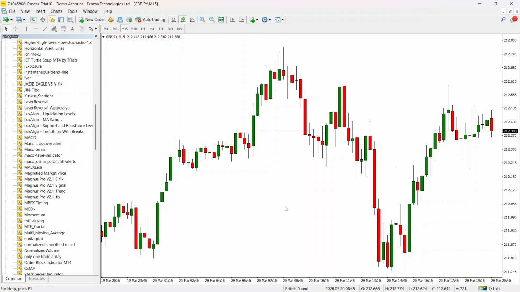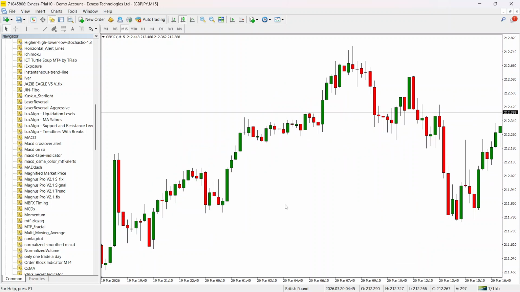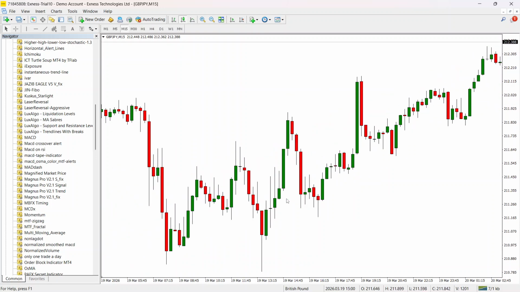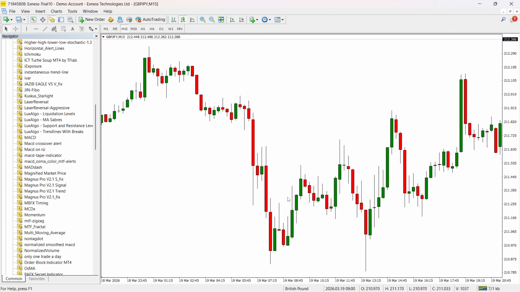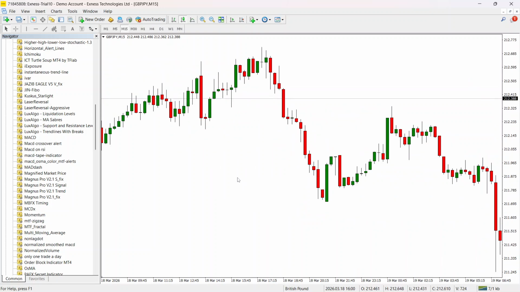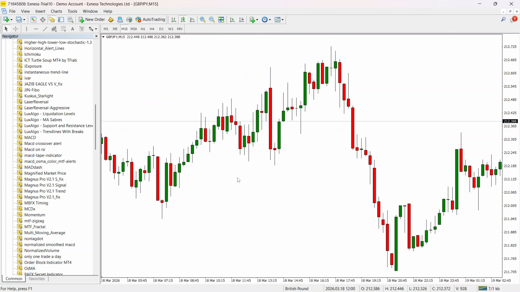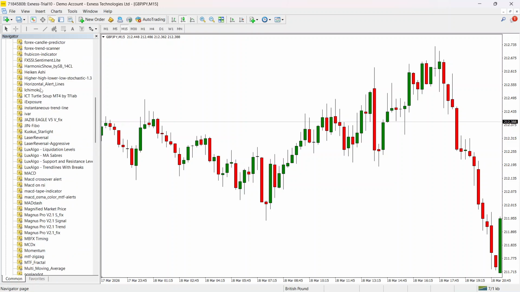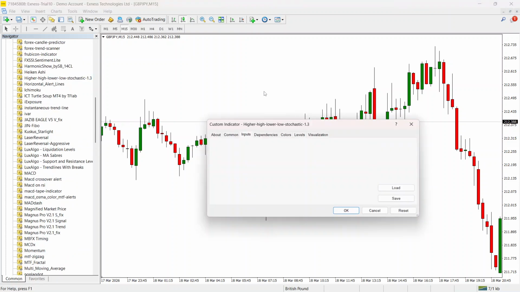Hello traders. Today we'll be looking at the higher high, lower low stochastic indicator for MT4. This version plots two colored waves in a separate window, blue for higher highs and red for lower lows, so you can visually track how momentum responds as price pushes to new extremes. I just want to load the indicator on the chart so you can see how it looks in real time.